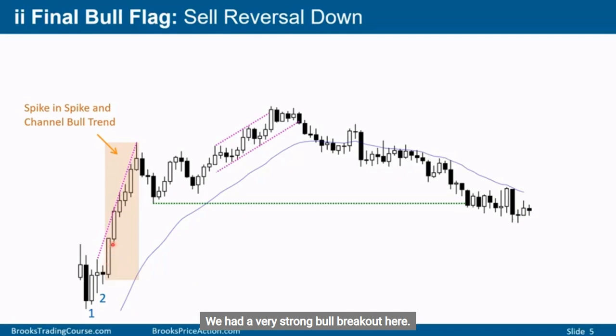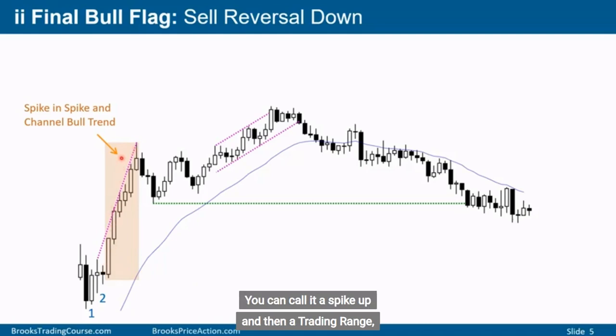We had a very strong bull breakout here. You can call it a spike up, and then a trading range, and then we're in a channel, 3 legs up, 1, 2, 3. And then look at this. We have a pair of inside bars. Remember, I said that if you have one of these small patterns late in a bull trend, 20, 30 bars into a bull trend, it often means the trend is going to end soon. And it could end by leading to a reversal down. It can end by going up and failing within 1, 2, 3, or 4 bars and reversing down.